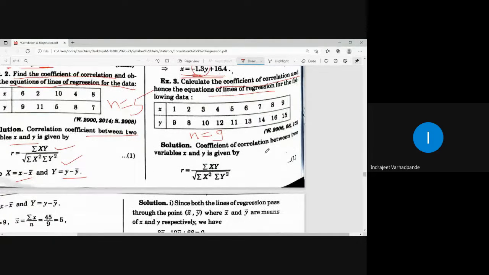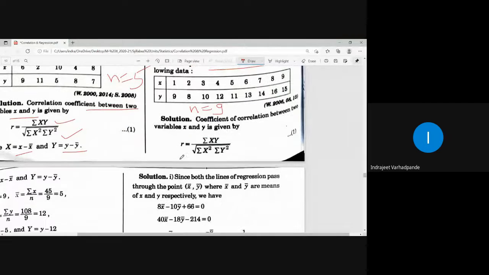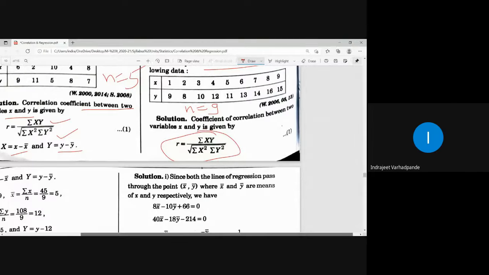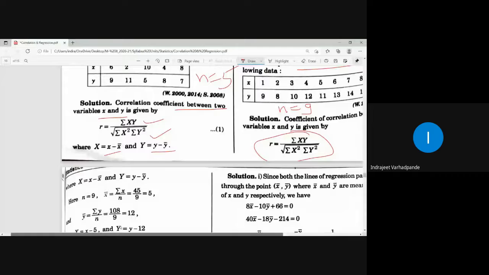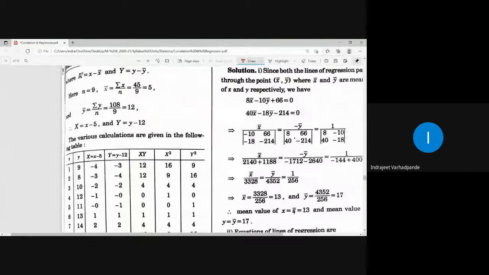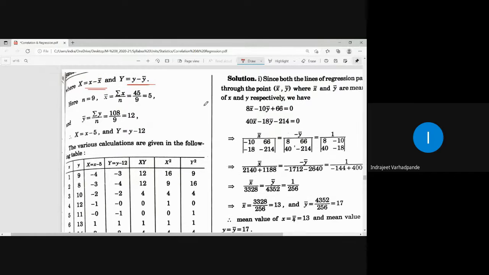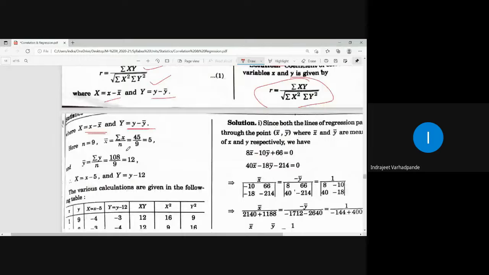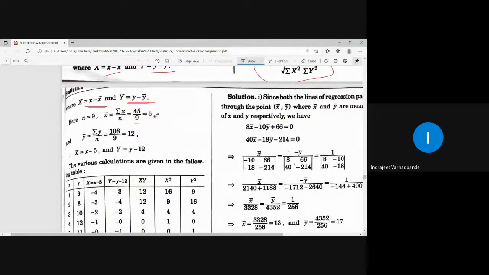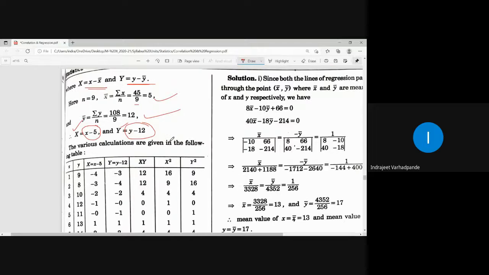So correlation coefficient given for the variables x and y, formula is r is equal to summation xy upon summation x square into summation y square in the under root side. X is equal to x minus x bar, y is equal to y minus y bar. As we saw, total number of observations are 9. So n is equal to 9. We get value for x bar, we get value for y bar. X minus x bar is x minus 5. Y minus y bar is y minus 12. So I get the value of capital X, capital Y.